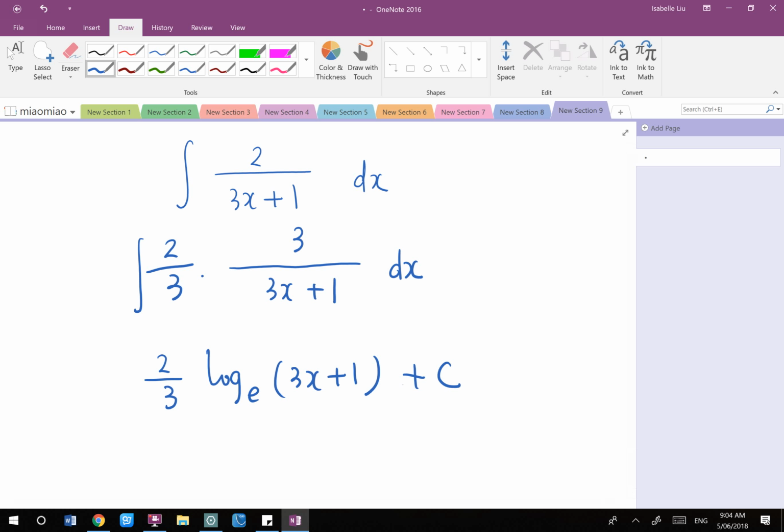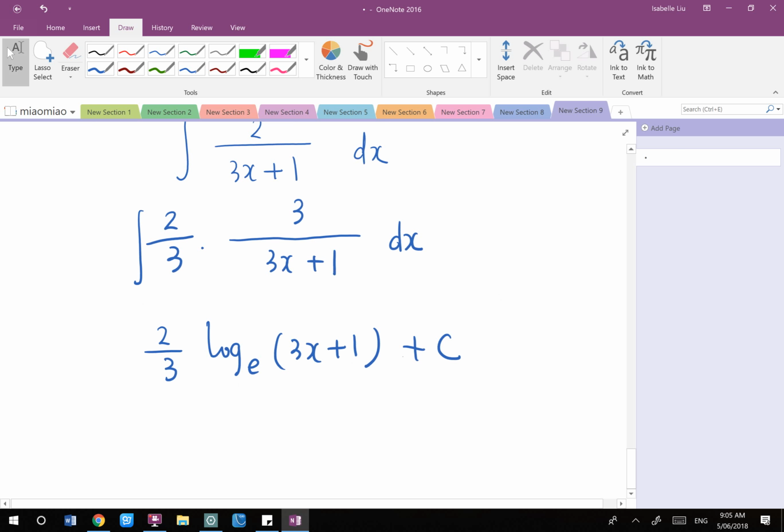But if you don't like this method, you can just remember the formula. It's basically divide by the coefficient of the bottom. But this one is thinking why. So why are we doing this? So it's 2 over 3 log e 3x plus 1 plus c.